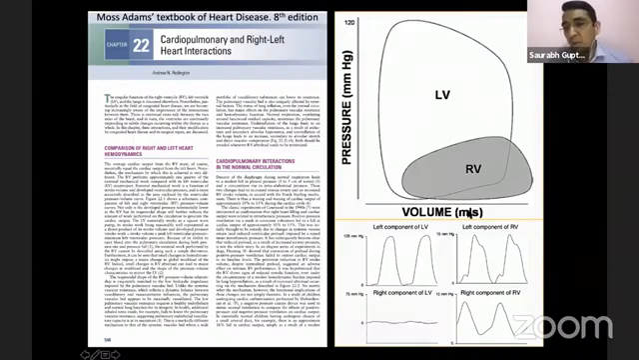As you can see over here, RV work is like a trapezoid, while LV work is much more. So intuitively, although both are giving rise to the same stroke volume and cardiac output, the RV work is much lesser than the LV work.